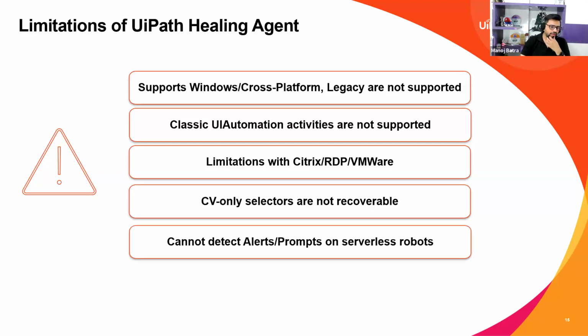And the last one is if you are running your automation on serverless robots. I'm talking about UA automation or serverless robots. On those machines, the healing agent won't be able to identify any alerts and prompts. So you have to handle those things manually.